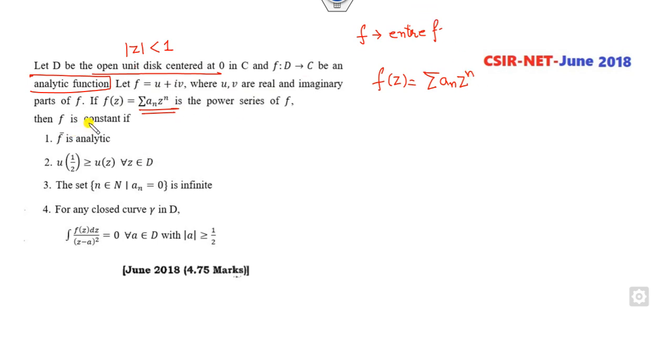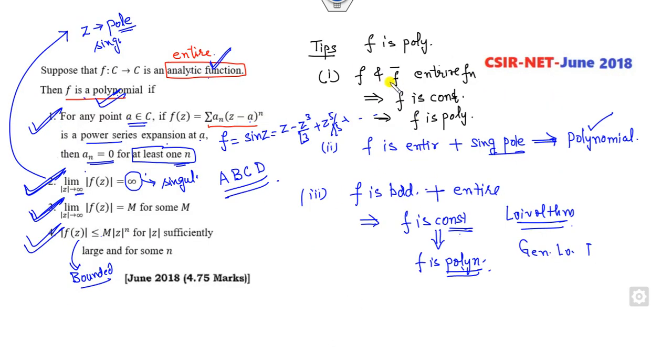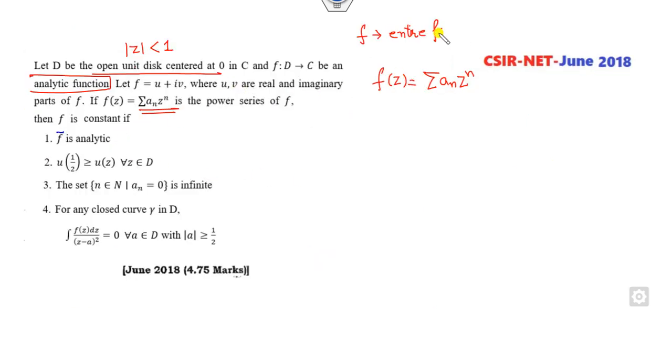f is a constant. f is a constant if f, okay, I can use the same remark. See, if f and f complement are entire functions, then f is constant. You can see f is already given to be entire. Fine. If I assume f bar is entire also, so what does it mean? f is constant. So that's the same statement: f is constant if f is already given to be entire. If this property holds, then it means f is entire is the right answer.